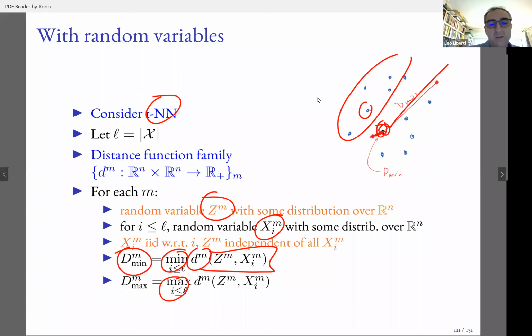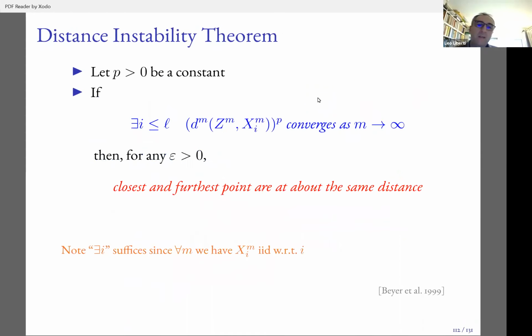The maximum distance to the farthest point is a random variable. If you interpret it this way, the distance instability theorem tells you that essentially if these distances behave reasonably well, then the closest and furthest points are at about the same distance, which is really, really bad. So it means that in high dimensions, let's say that m goes to infinity, that's really the dimension. It doesn't need to be the dimension, but you can interpret it to be the dimension.